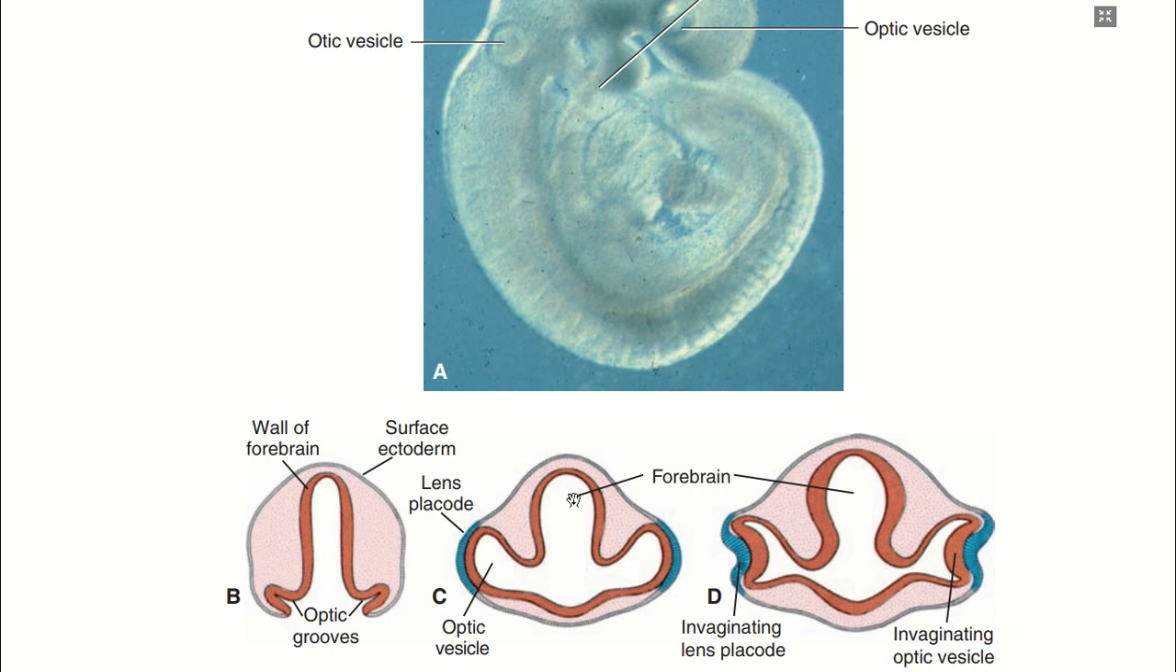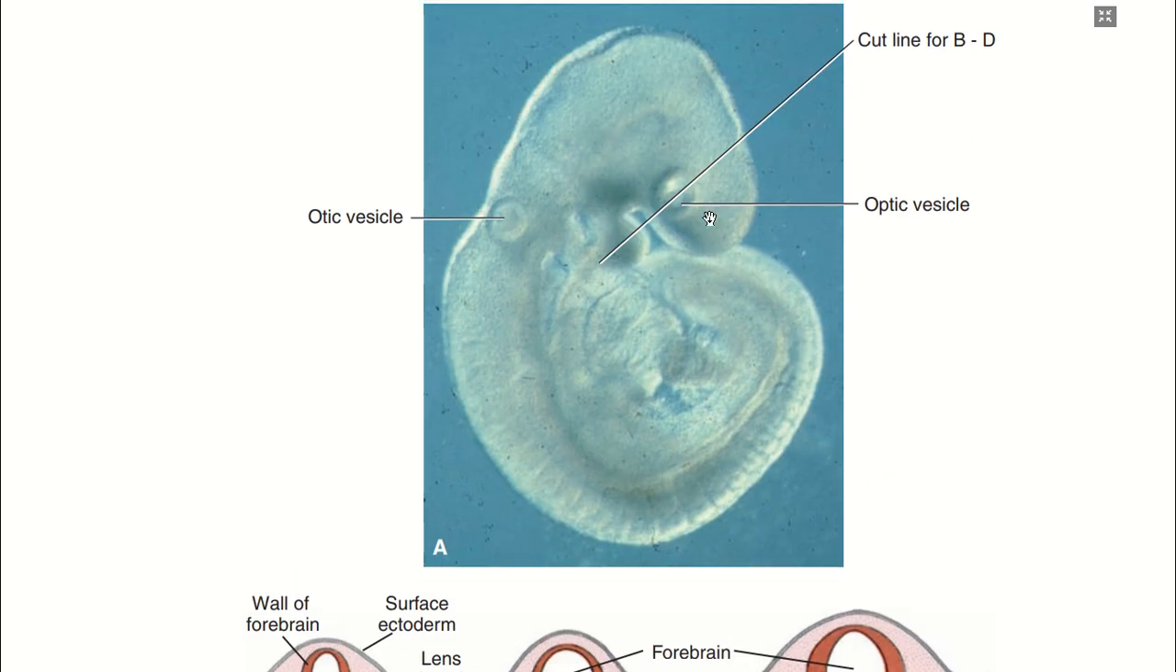Remember, the forebrain comes from the ectoderm that has undergone neurulation, forming a neural plate, and that neural plate will form a neural tube after folding. At around day 28, you're going to have the closure of your cranial neuropore, and from that you're actually going to have this invagination, which is called the optic vesicle, right here.